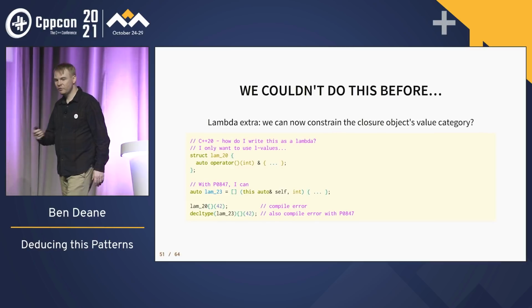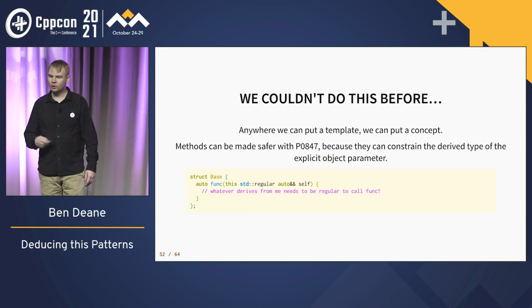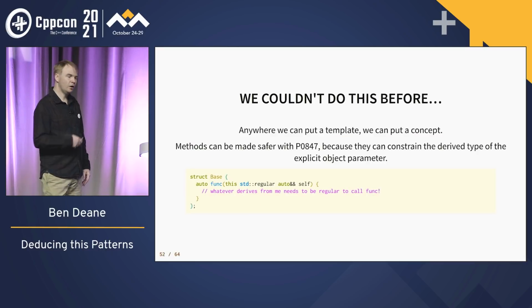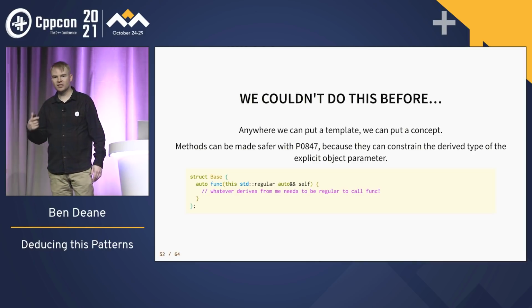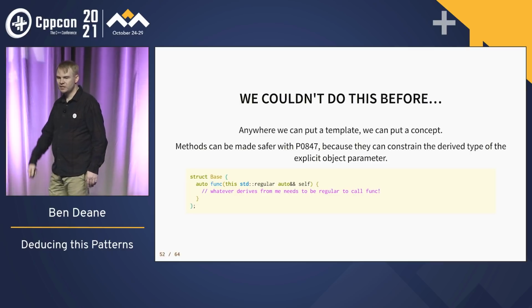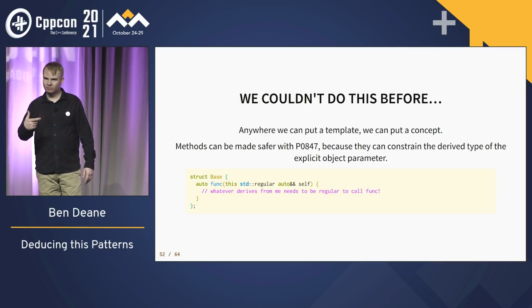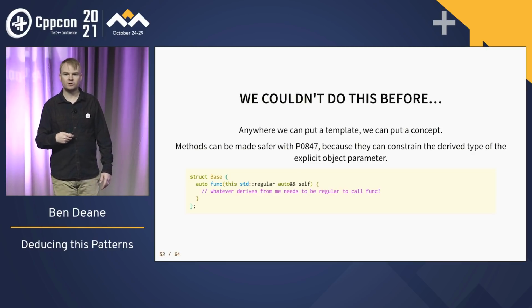So, as some of you may be thinking, anywhere we can put a template, we can put a concept. And with this paper, in the language, we can make methods that little bit safer, because we can say in our base classes, well, my object has to be regular in order to call this function, right?